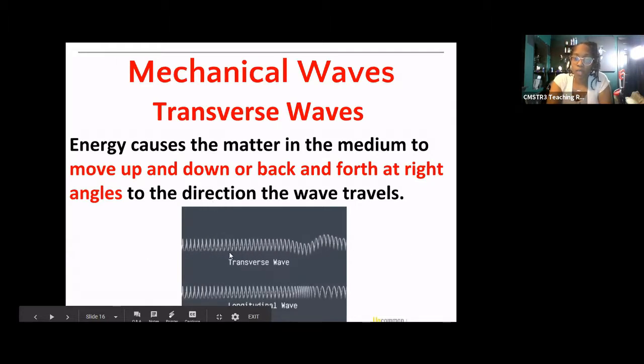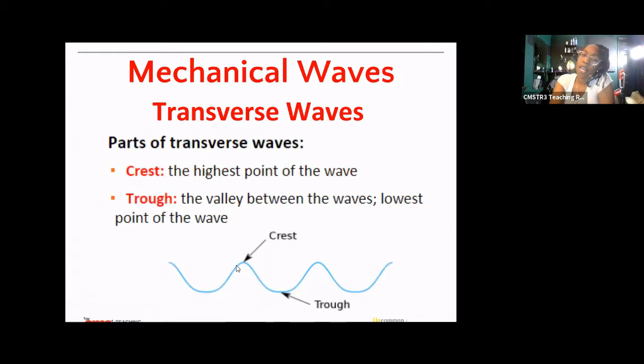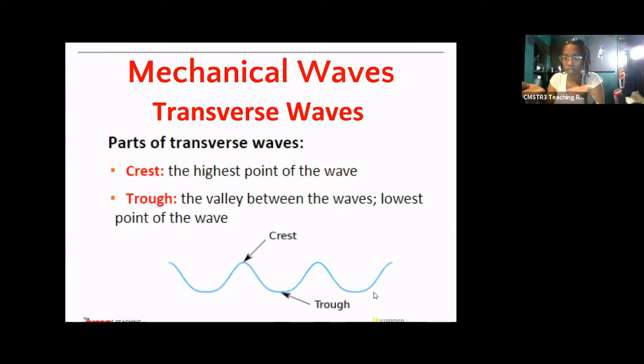So transverse waves are up and down, and then we'll talk about longitudinal in just a second, which is also called a compressional wave. In our transverse waves, there's a couple pieces of vocab that are going to be important to us here. So the crest is the highest point of the wave. The trough is the valley in between. So when we measure wavelength, we'll be looking from crest to crest or trough to trough. So the peak to peak or valley to valley is the wavelength of a transverse wave.